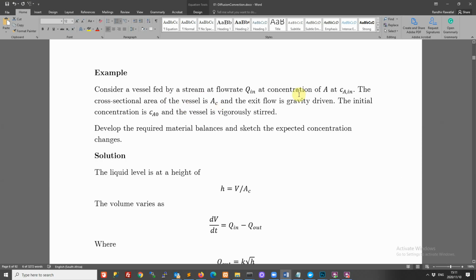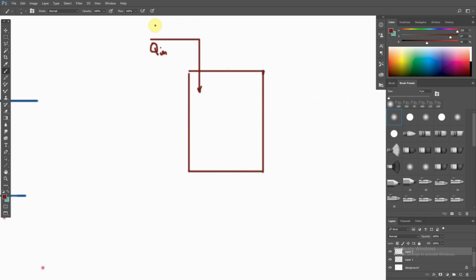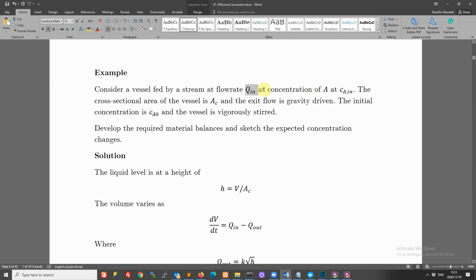And I believe this is simply a given constant, right? So we treat this as some known and constant number. And then we also know the concentration entering in that stream. So there's Ca in here. And then the cross-sectional area is given, and the exit flow is gravity driven.